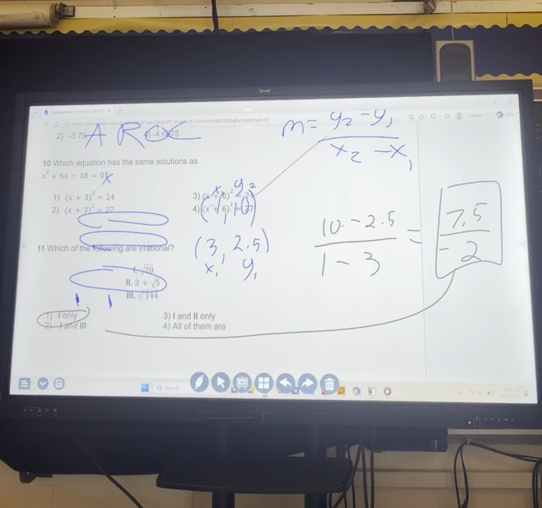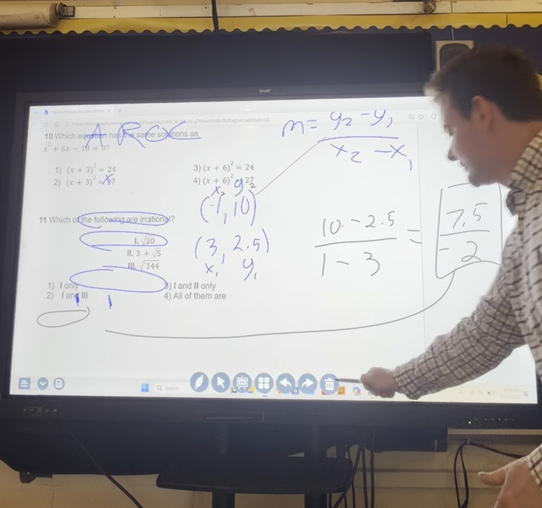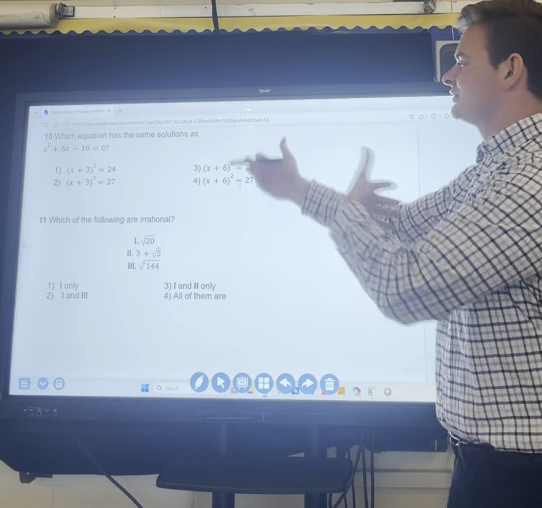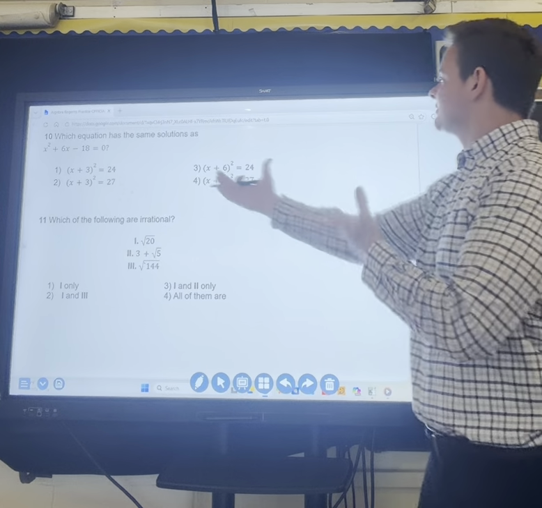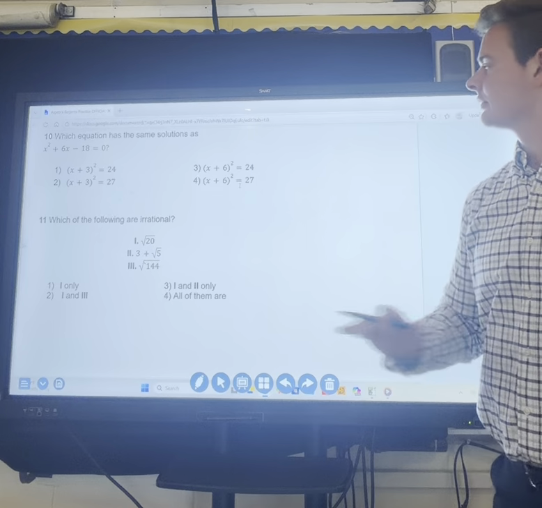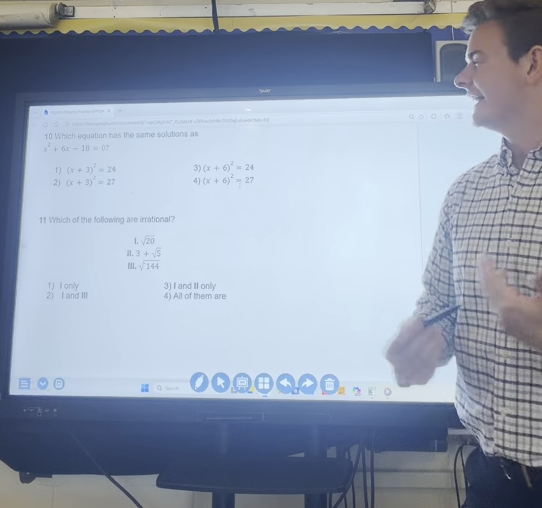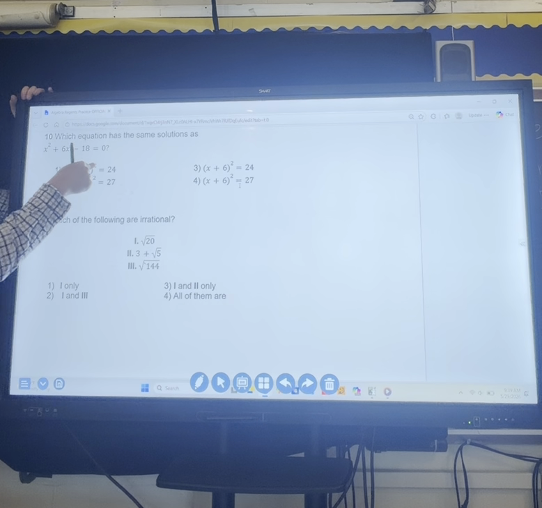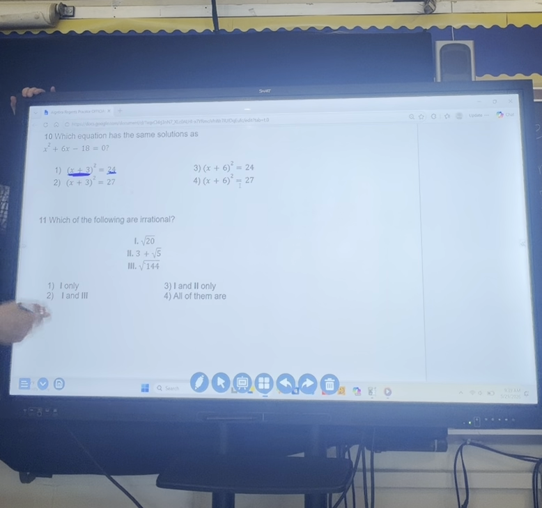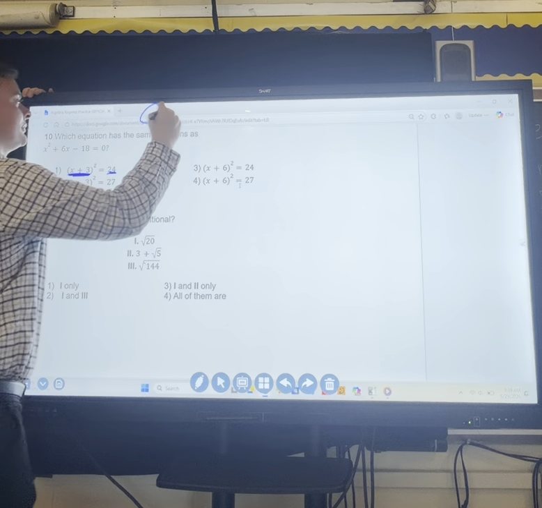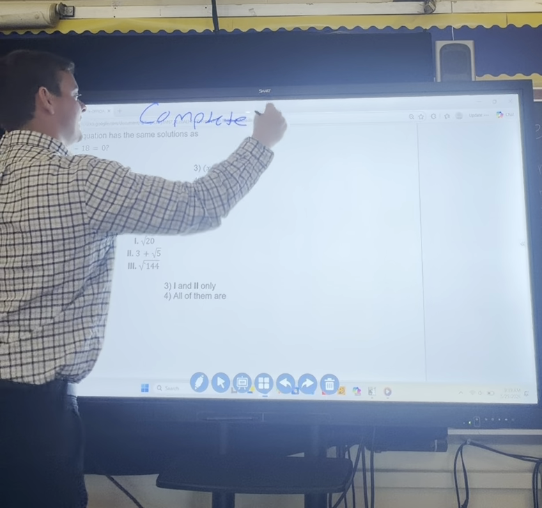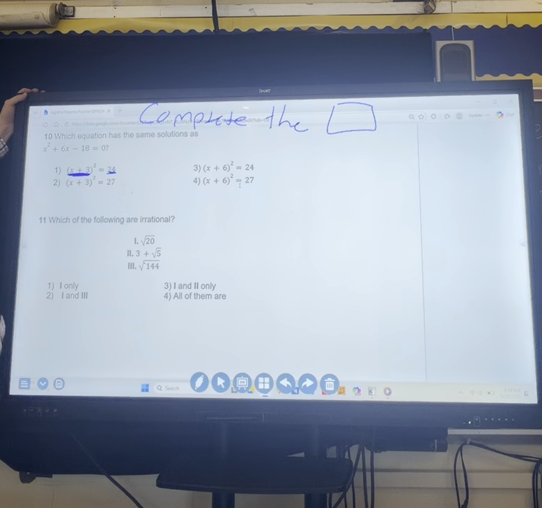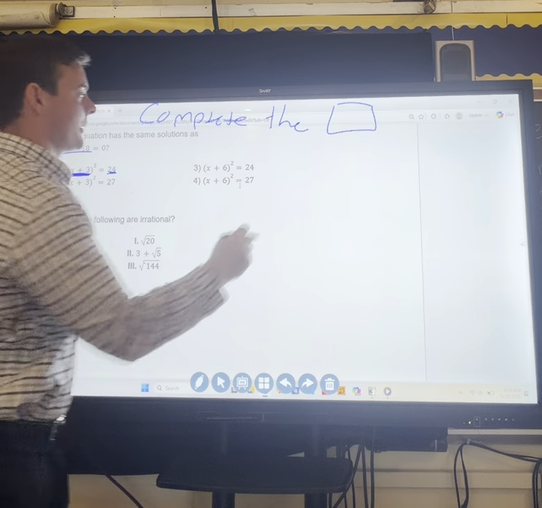Number 10. Number 10 is one of my least favorite questions on the whole test because it's hard to know what to do. It just says which equation has the same solutions. And you can start solving all of these, but what you should know is whenever they give you a set of parentheses like this, squared, equals another number, this is their code for complete the square. And they want you to see that this is what the answers look like when you complete the square. So I have to complete the square with this.